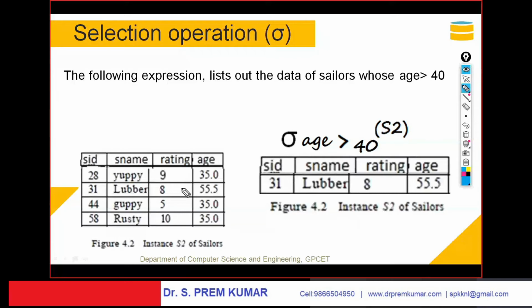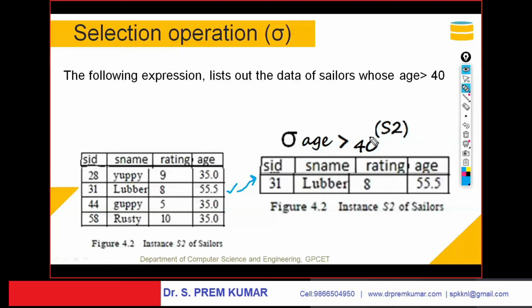His age is 35, no. Age is 55.5, yes. Age is 35, no. Age is 35, no. Hence in output you will get only Lubber. This is input, and input is a relation in the form of a table. Output is also a relation in the form of a table. The query is select, that is sigma, select age greater than 40 from S2.